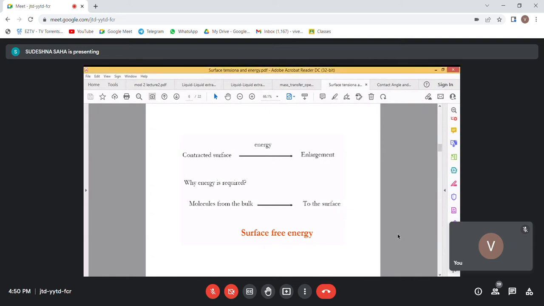So if you want to bring any molecule from the bulk to the surface, you require certain energy. Usually there are two terms, surface tension and surface energy. Surface energy is most often used for solid surfaces, whereas surface tension is used for liquid and gas both. These two terms are used interchangeably, but whenever you are talking about a solid, please use surface energy rather than surface tension.